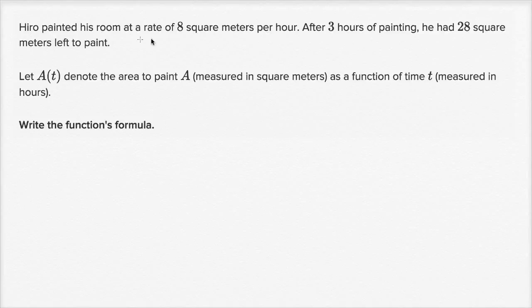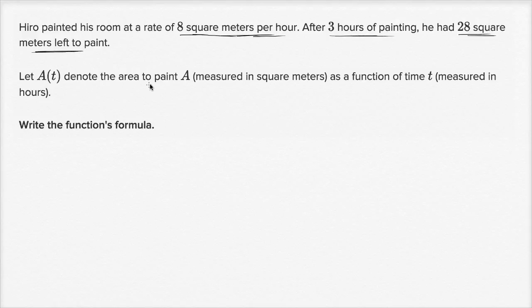Hero painted his room at a rate of 8 square meters per hour. After 3 hours of painting, he had 28 square meters left to paint. So they're talking in terms of how much we have left to paint, not how much we have painted.